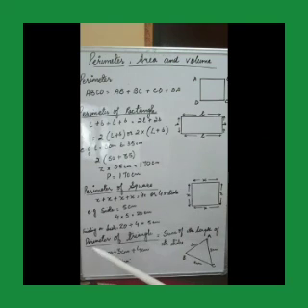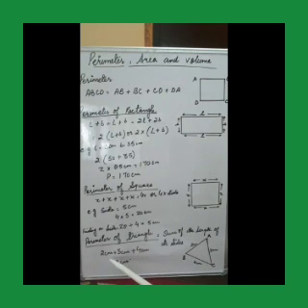Then how to find the perimeter of a triangle? The perimeter of a triangle is the sum of the lengths of all its 3 sides. We don't have any particular formula for this, so we have to add all the 3 sides. So the perimeter of the triangle is the sum of the lengths of its sides.